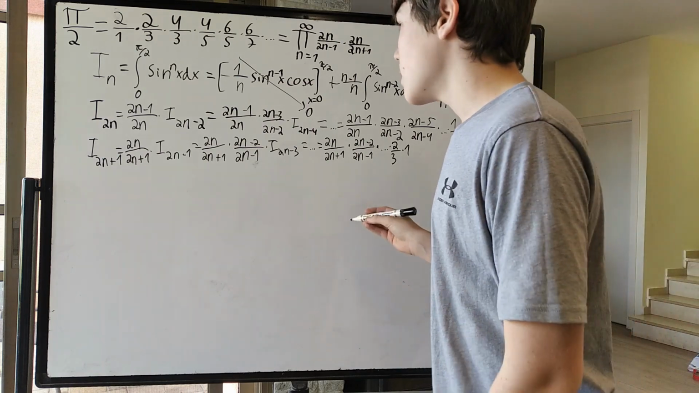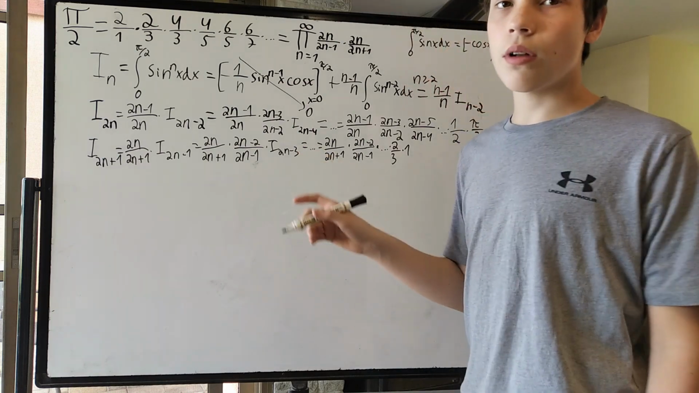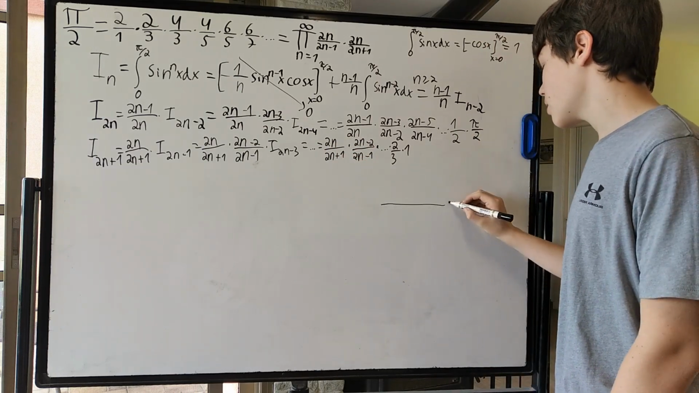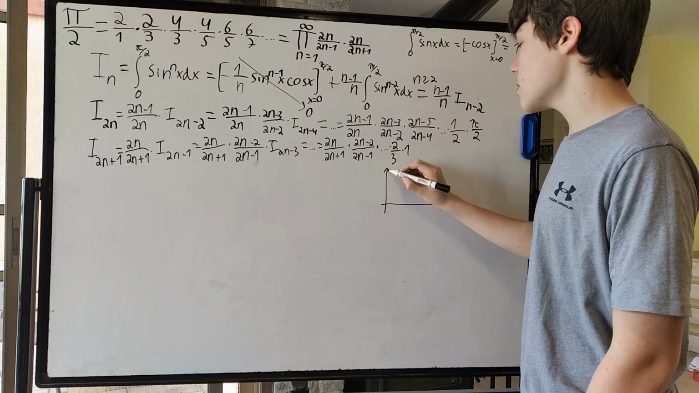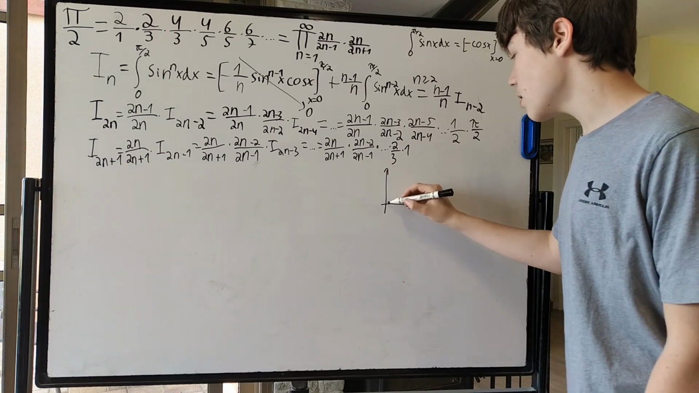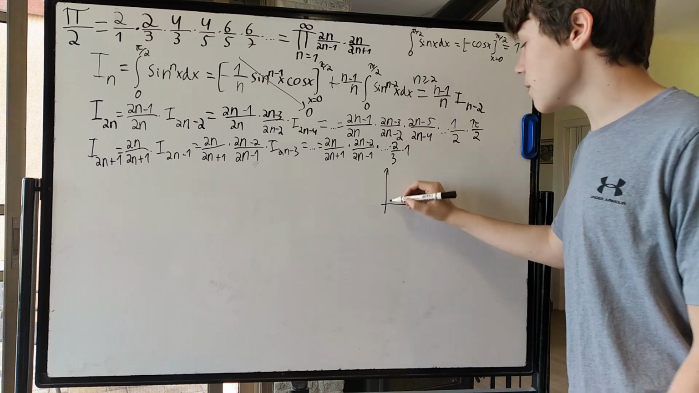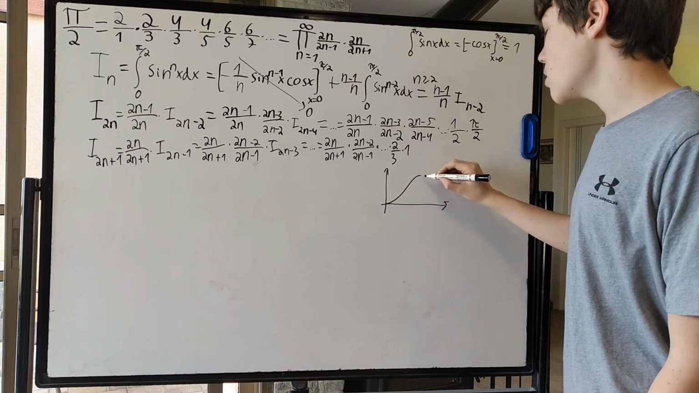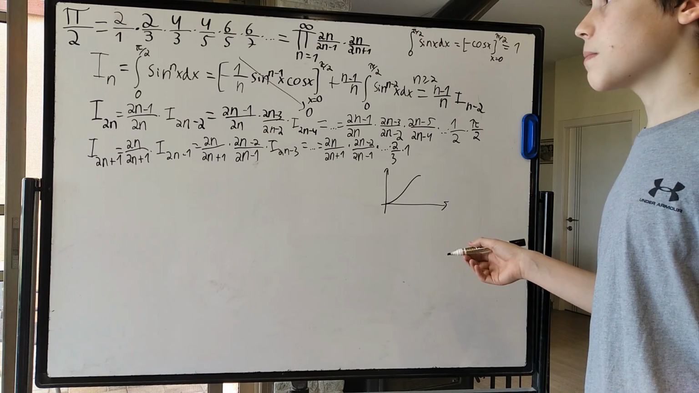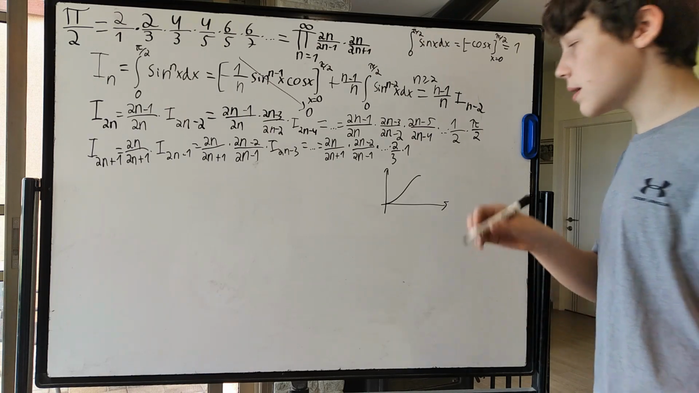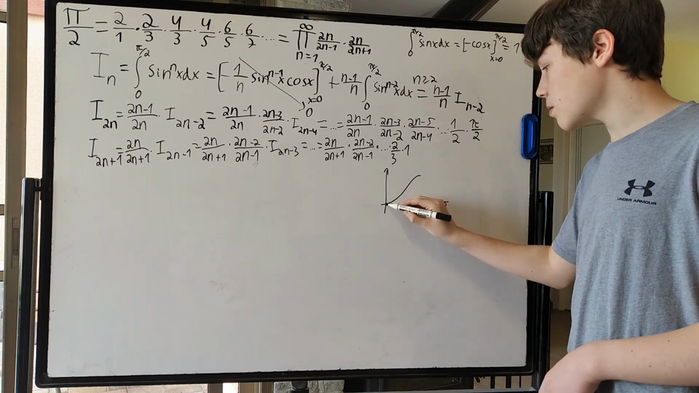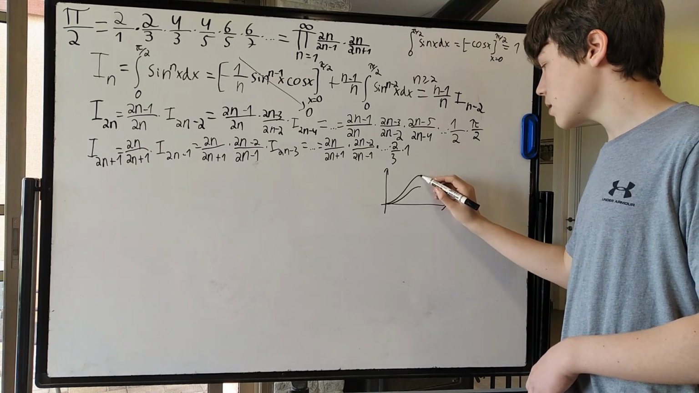So notice, on the interval from 0 to pi over 2, if I draw this, sine to the power of something will be positive, and so sine to the power of something will always be positive. Something like this, meaning that if I multiply this by another sine, it'll be smaller. So it'll go something like this.